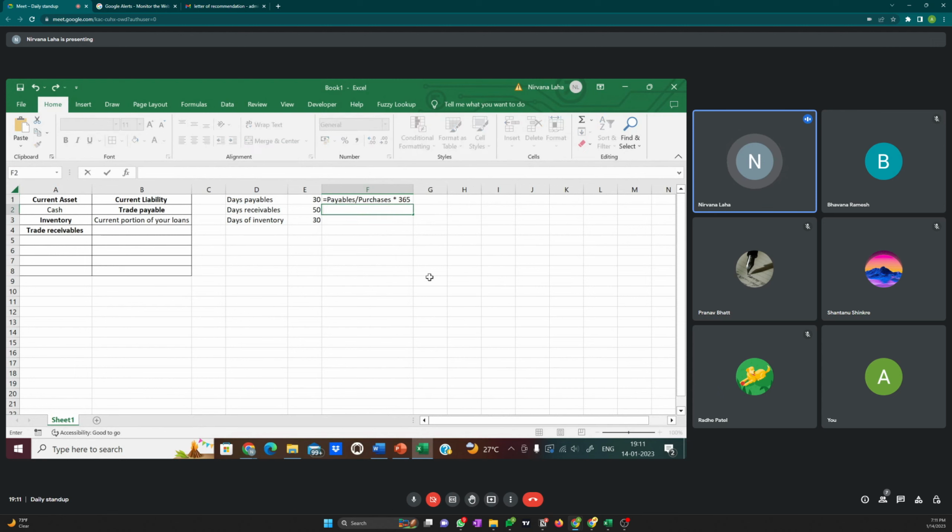Similarly, days receivables. Who can tell me this? What's the denominator? Think of it, receivables. You sell something, you have to receive something, right? So what will be the denominator? Sales. Absolutely. Sales into 365. Okay. And days of inventory. What will be the denominator here?